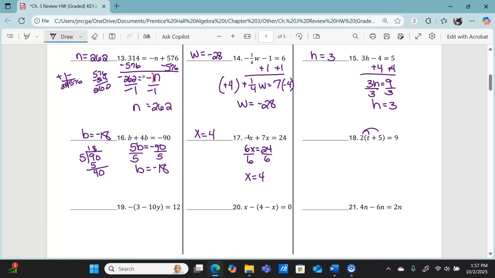On this one, we need to use that distributive property. So 2 times t is 2t and 2 times 5 is 10. Subtract 10 from both sides. So we have a positive 9 and a negative 10. So we find the difference, which is 1, and keep the sign of the larger. And then divide both sides by 2. And we get t equals negative 1/2.